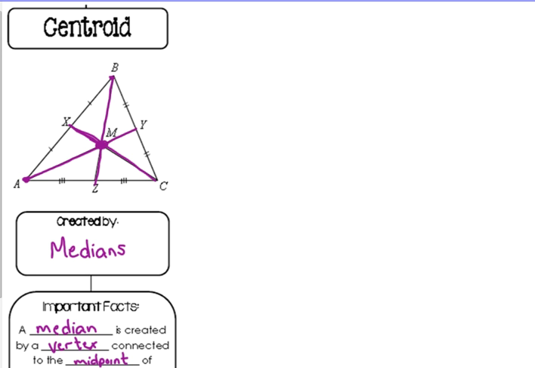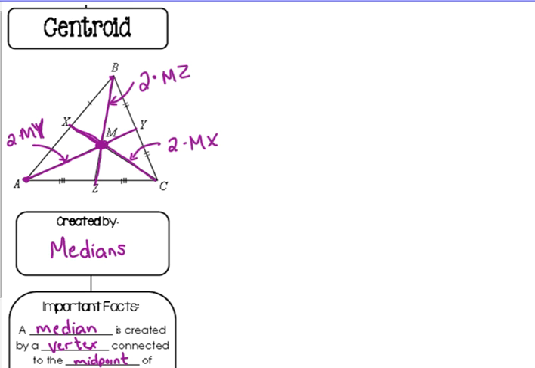Now, what's going on here is M is not equidistant from the vertices or the sides, but see how all of these medians are kind of cut into 2 pieces? The longer piece is 2 times the length of the smaller piece. So BM is 2 times the length of MZ. We can say the same thing about CM. It's 2 times the length of MX. And AM would be 2 times the length of MY. So that's the property that's going on here.